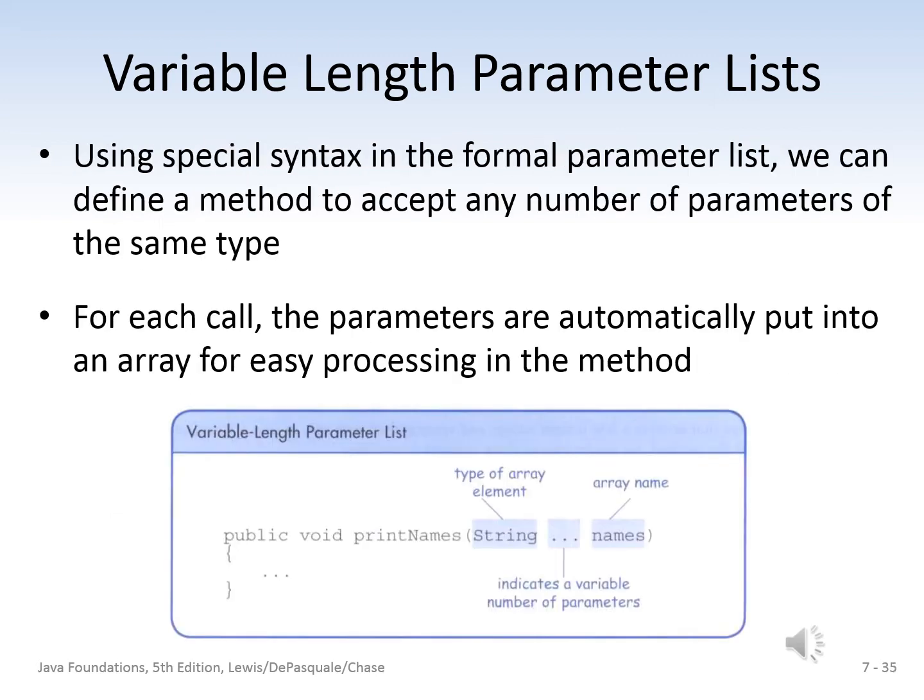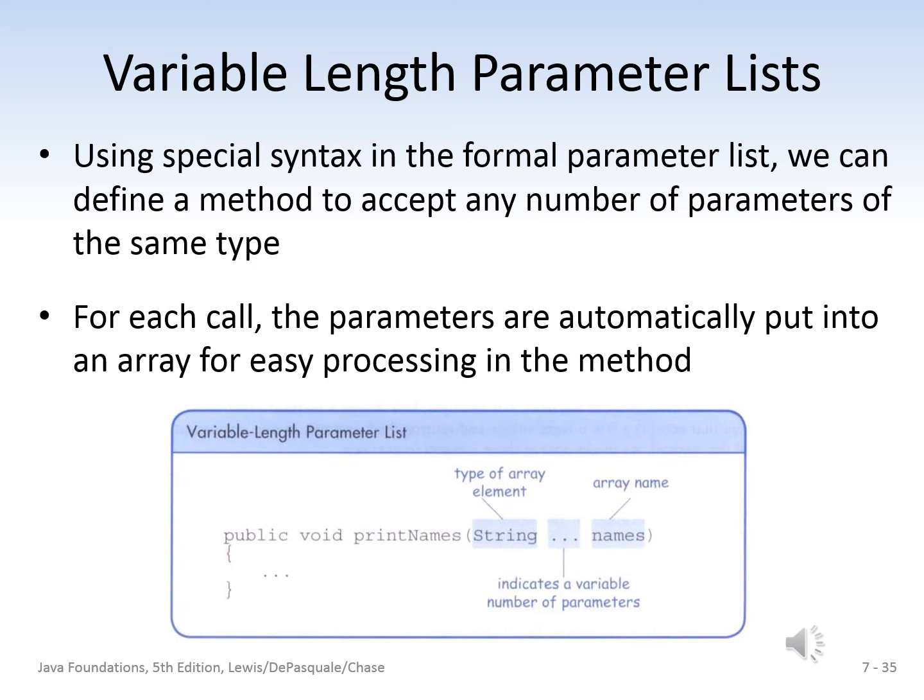Using special syntax in the formal parameter list, a method can be defined that accepts any number of parameters as long as they're the same data type. Each time we call the method, the parameters are placed into an array, and the memory management for this is all handled behind the scenes.